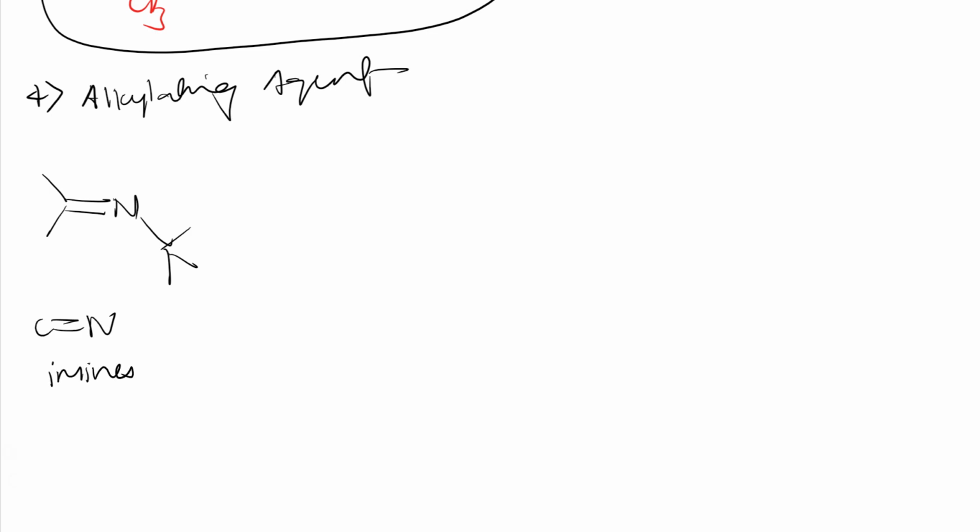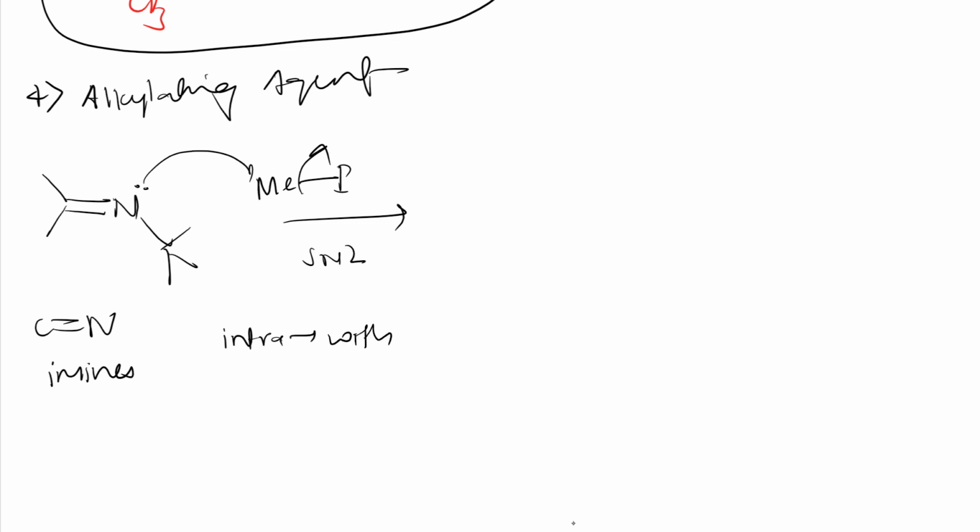To this I will add an alkylating agent, that is methyl iodide. So here the lone pair will be there, simple SN2 reaction. So it is intermolecular SN2. Intramolecular, intra, you should know that. Intra means within the molecule, within.